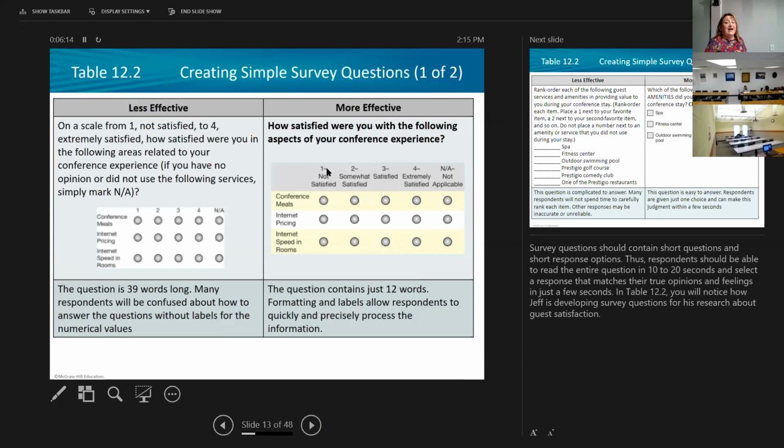A more effective layout would be to simplify the question. How satisfied were you with the following aspects of your conference experience? And then to show the scale for what each number actually means. So the question is much clearer. Formatting for the little scale is much better looking.